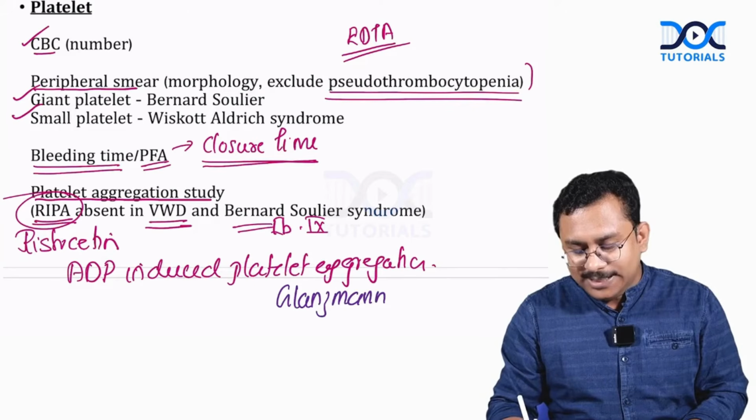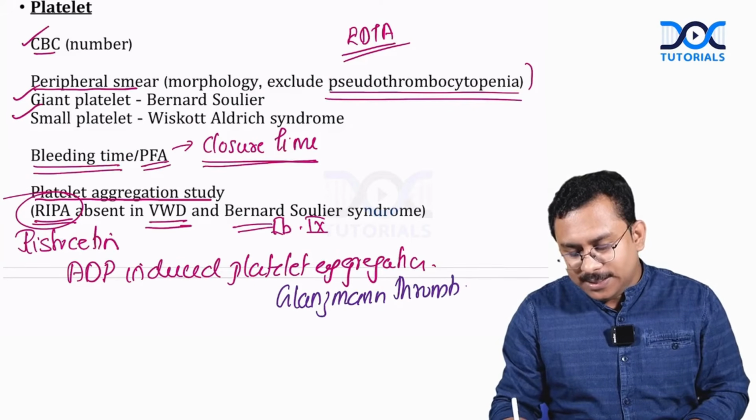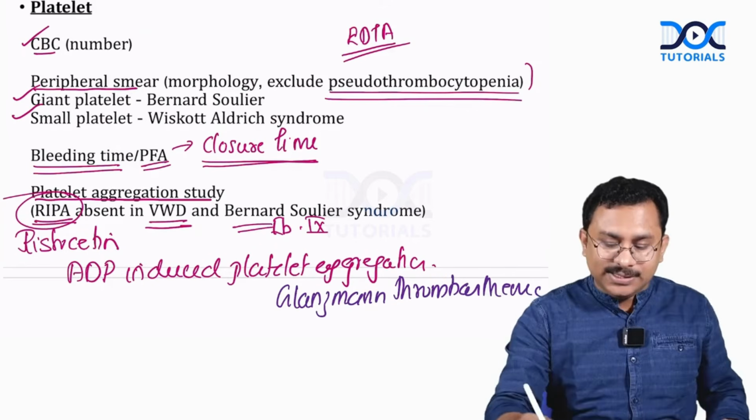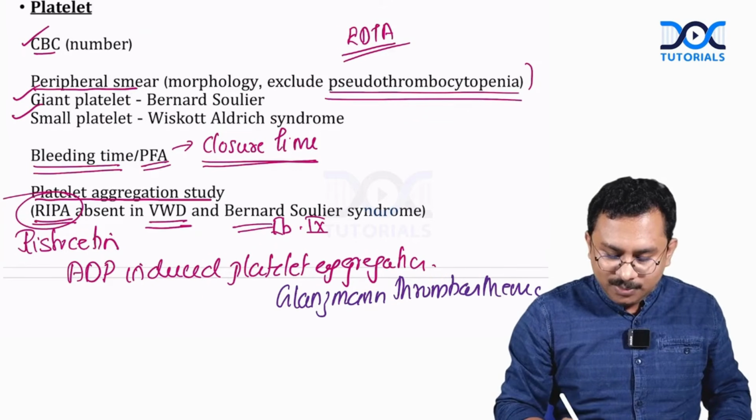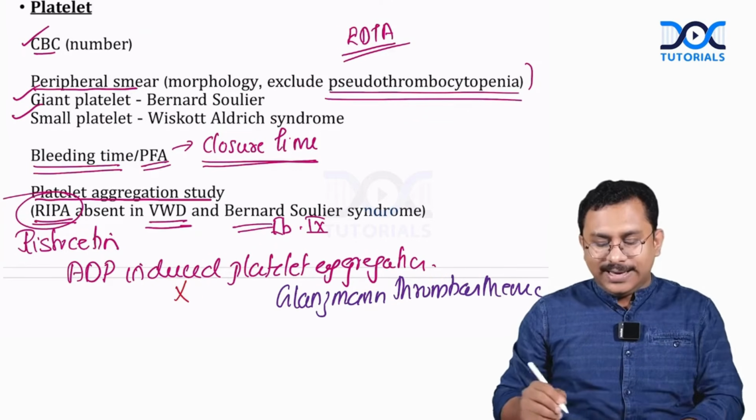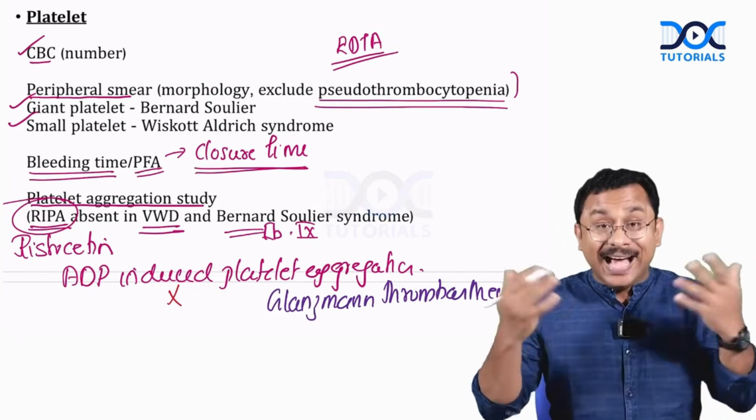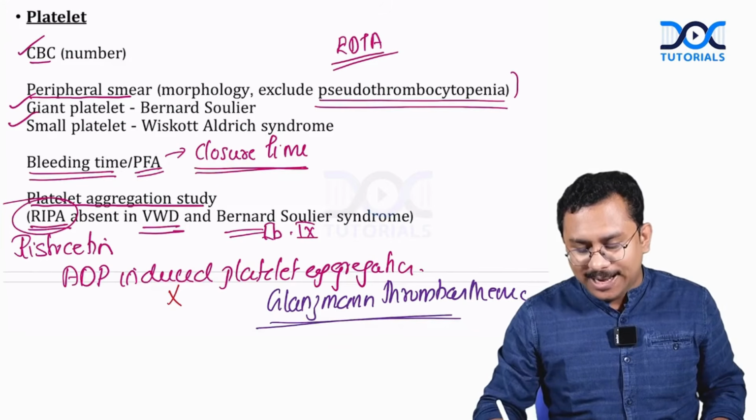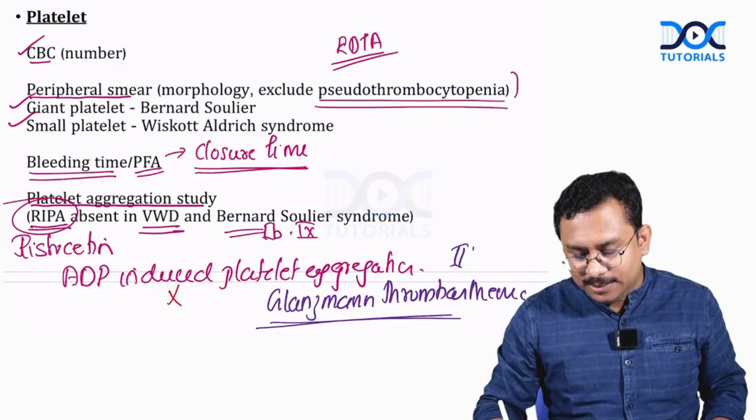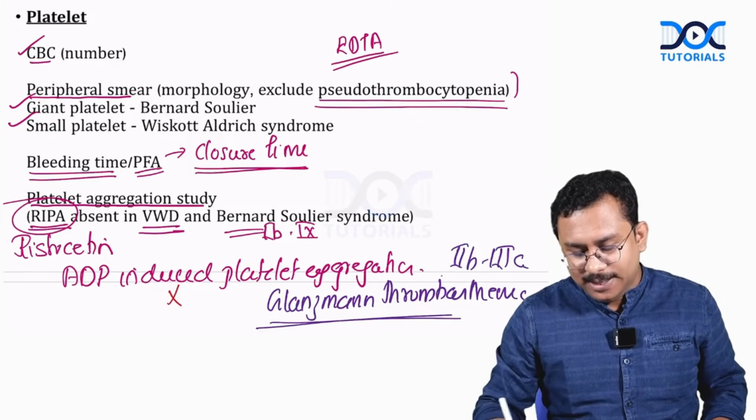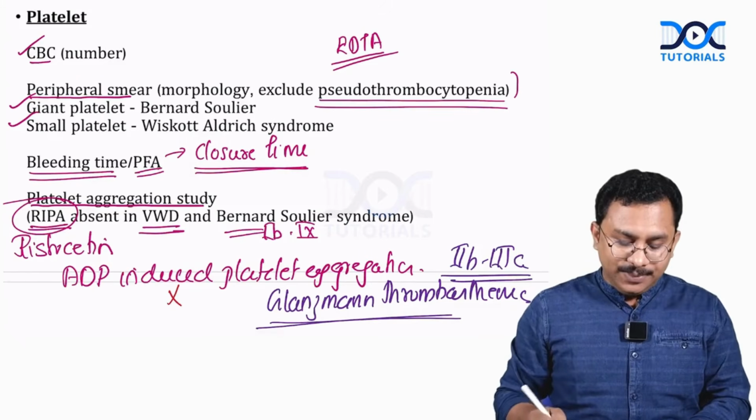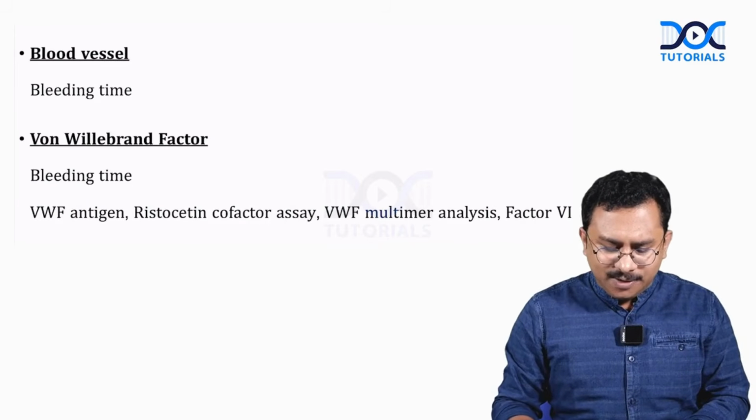Okay, so in Glanzmann's thrombasthenia, because the subsequent aggregation happens as a result of release of ADP and all, that will be defective. Okay, right. So because you do not have the GP2B3A receptor, which is why it will be defective. Okay, right. Then abnormalities of blood vessel.